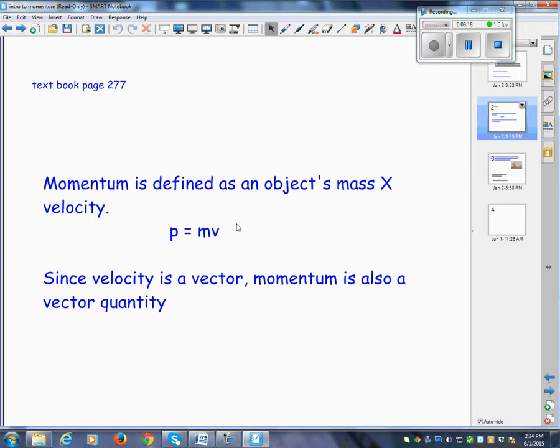Momentum is defined as an object's mass times its velocity. There is no derivation for that. It is a definition. Smart people sat down and said, we need something to describe that quantity that we've got when something has mass and it's moving. And someone said, how about momentum? And I said, good idea. We'll make it mass times velocity, and we'll call it the letter P.